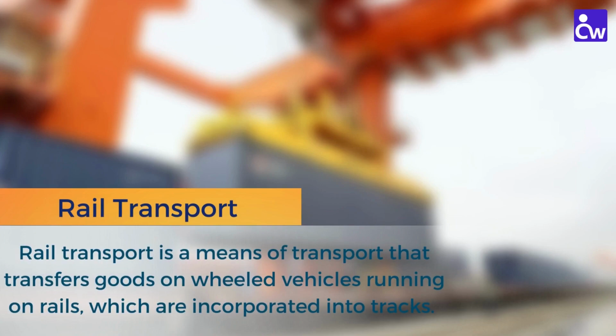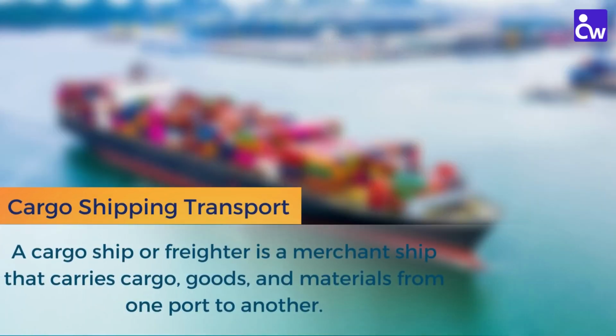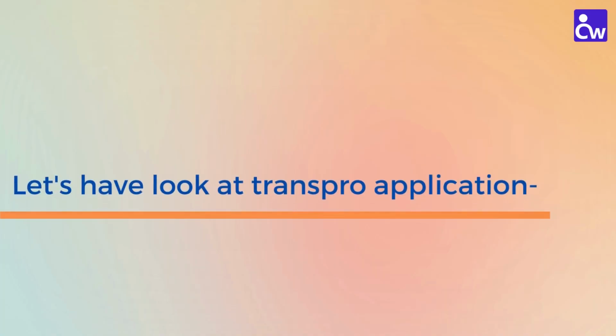Rail transport is a means of transport that transfers goods on wheeled vehicles running on rails, which are incorporated into tracks. A cargo ship or freighter is a merchant ship that carries cargo, goods, and materials from one port to another. Let's have a look at Transpro application.